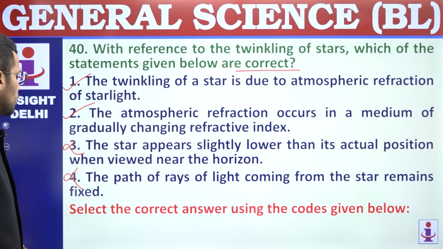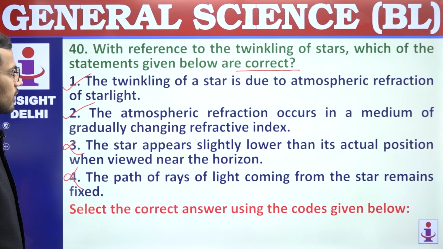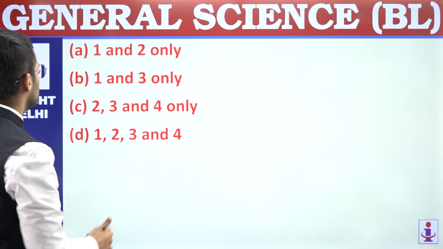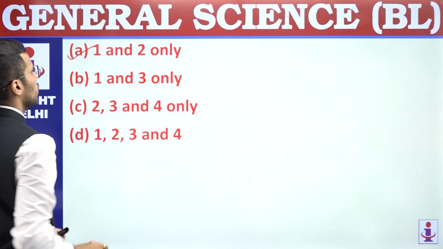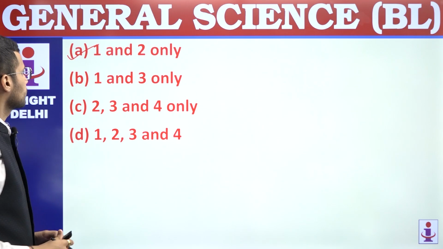So third and fourth statements are incorrect. First and second statements are correct. We are supposed to find out correct statements only. Answer should be 1 and 2 only, mentioned in option A. Question number 40, answer is A.